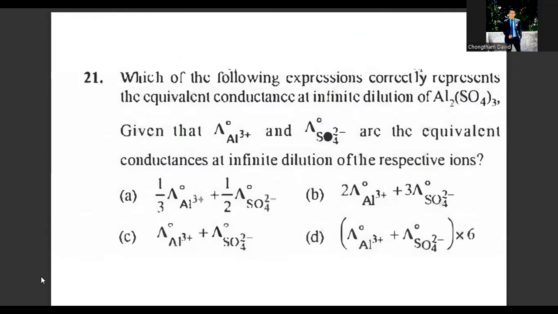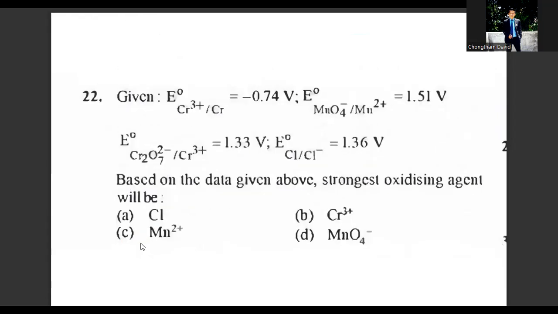Okay, so by dilution, the concentration of electrolyte decreases and the retarding influence of the oppositely charged ions will definitely decrease. Then your mobility of ions will increase. So 21 would be C. Let's read question number 22.